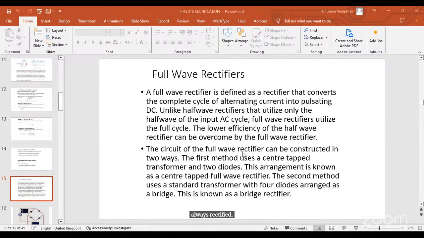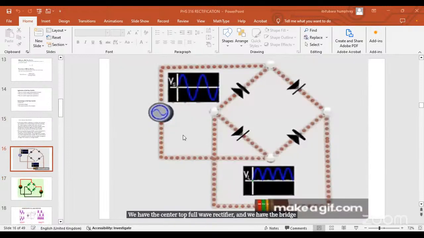So the circuit of the full wave rectifier can be constructed in two ways. The first method uses a center tap transformer and two diodes. This arrangement is known as center tap full wave rectifier. The second method uses a standard transformer with 4 diodes arranged as a bridge. This is known as bridge rectifier. So under full wave, we have the center tap full wave rectifier, and we have the bridge rectifier.